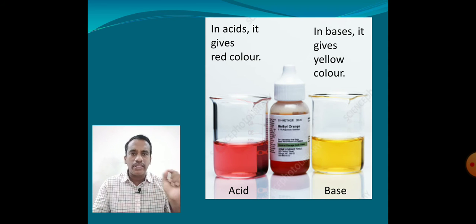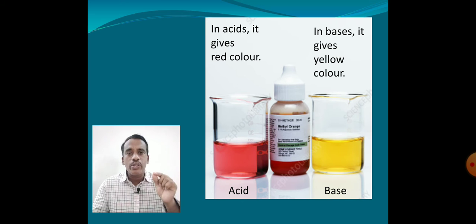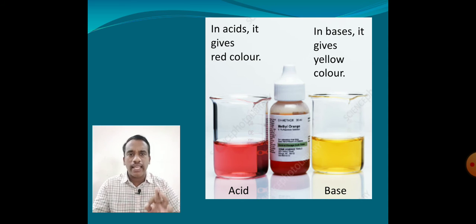When we place a drop of methyl orange in either the acidic solution or basic solution, if the solution is acidic in nature, it appears red in color. When the solution appears red, then we say it is an acidic solution. Now some of us will have a doubt: what is the basic color of methyl orange? It has a reddish orange color.